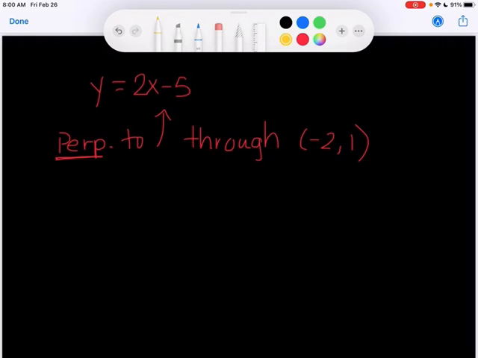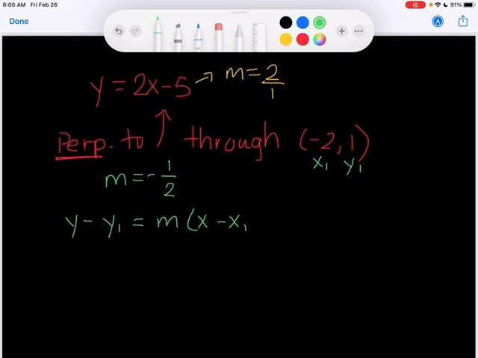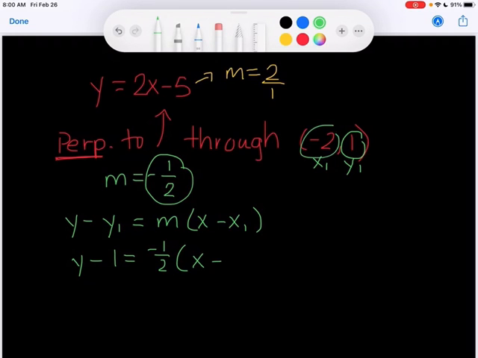So since the slope of this line is 2, the slope of our perpendicular line would be the opposite reciprocal. Well, if you need to, put this 2 over 1, because you can always put a whole number over 1. So the opposite reciprocal would be to flip that and get 1 over 2, and then we also have to make it negative, because it's opposite. And then our x sub 1 and y sub 1 are here. So again, we're going to plug this in to point slope formula. So y minus, well, y sub 1 is 1, m is -1/2, and x sub 1 is that -2.